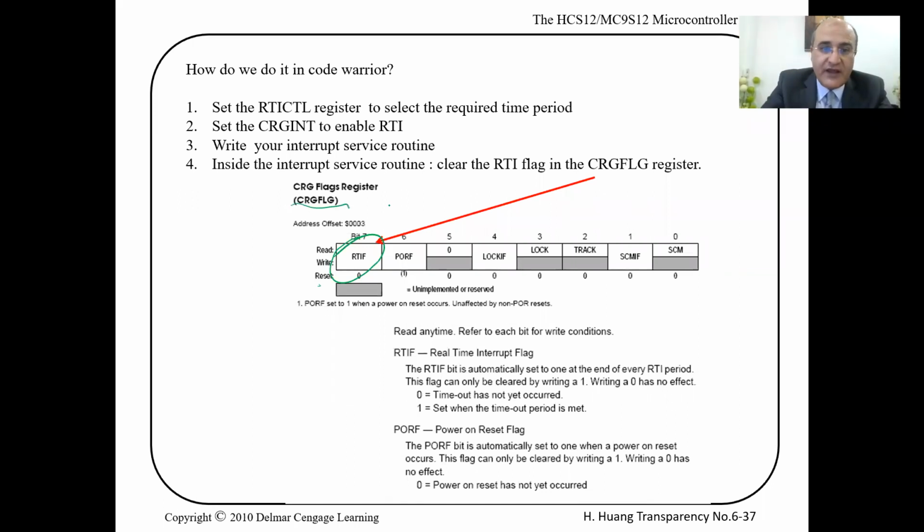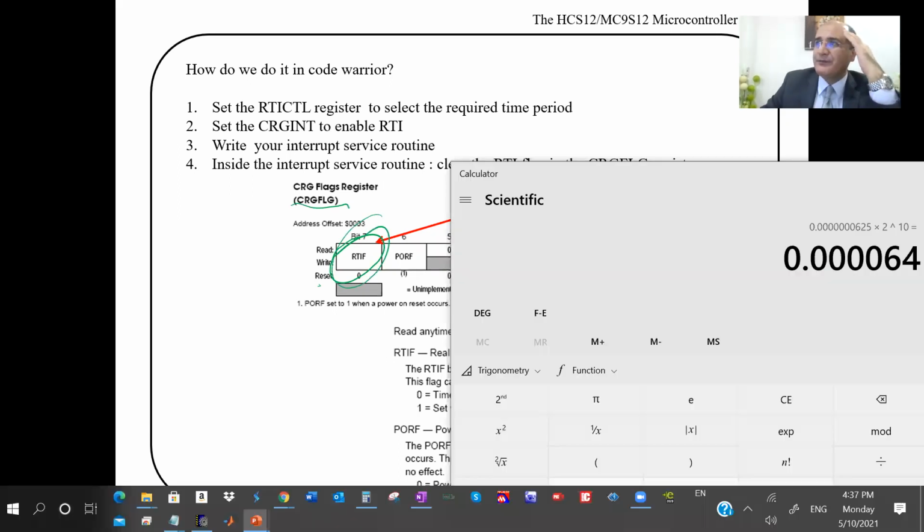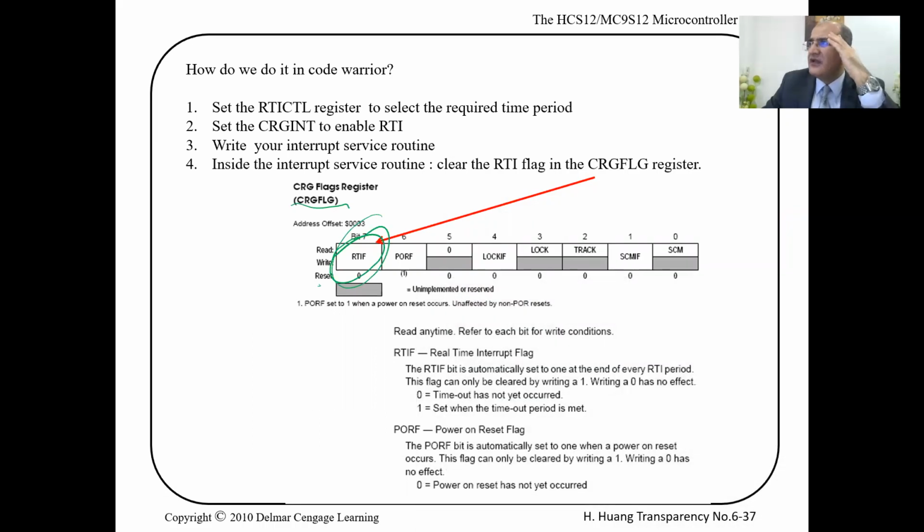So for the CRG flag, we care about this bit. What do we want to do here for this bit? I want to keep everything as is, except for this bit, I want to clear it. How to clear it? You don't clear it by writing a 0. The RTI interrupt flag is automatically set to 1 when the period expires. The flag can only be cleared by writing a 1. So to clear this, you don't write a 0 in it, you write a 1 in it.